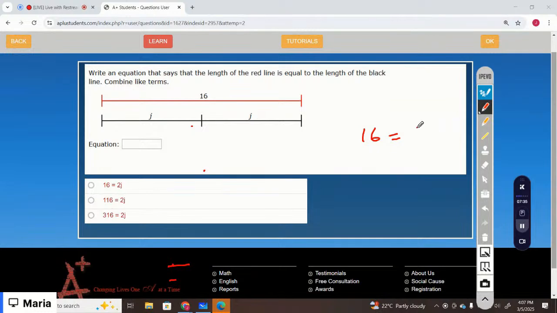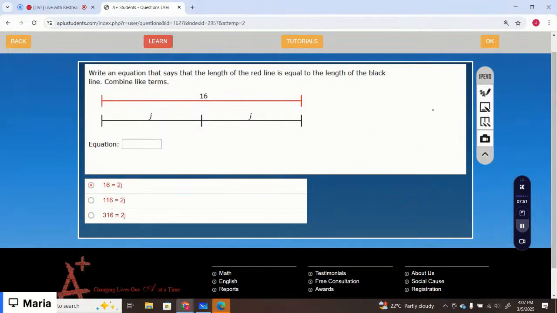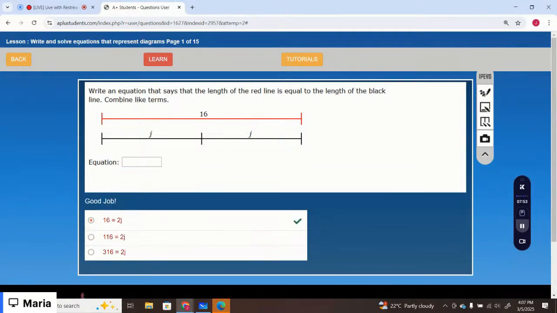So that equals j plus j. You have to combine the like terms. So 16 equals 2j. Option number 1 is the correct option. 16 equals 2j.